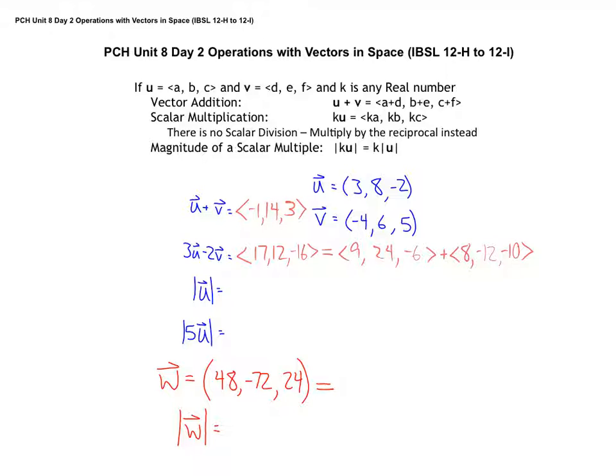Alright, someone want to give me the magnitude of u that you got? Matthew? Square root of 77. Square root of 77. Okay, so you had 9 plus 64 plus 4. You had 3 squared plus 8 squared plus 2 squared.